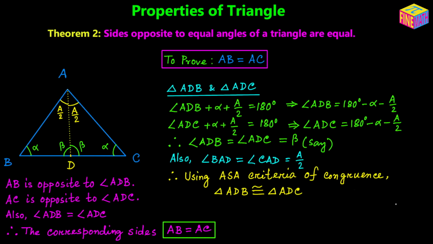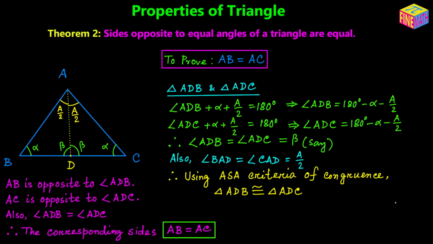The main concept here is that we have to prove those two triangles are congruent, and then we have to show that AB and AC are actually corresponding sides of those two congruent triangles. And using the CPCT property, we can say that the corresponding parts of congruent triangles are equal, so AB must be equal to AC. So our main theorem has been proved. And here I'm going to show you a couple more things.